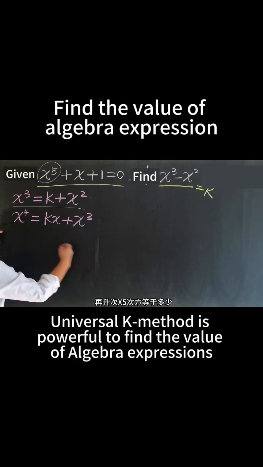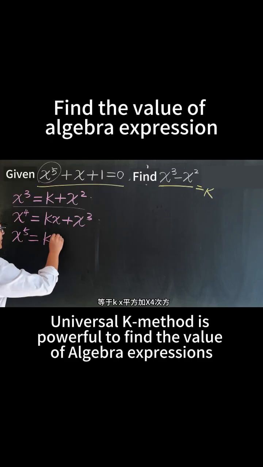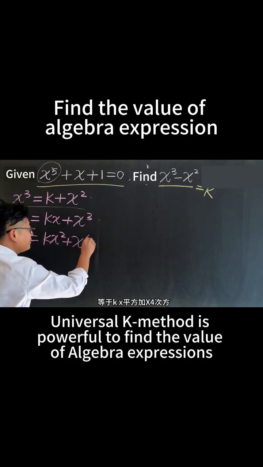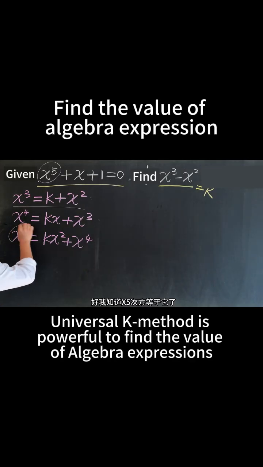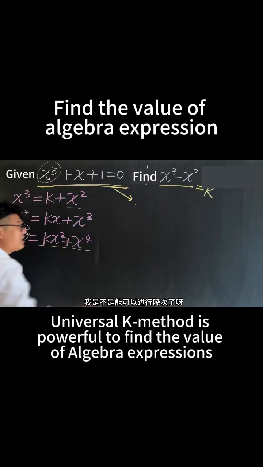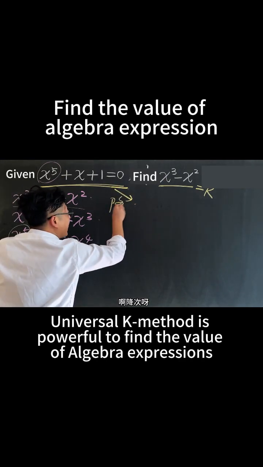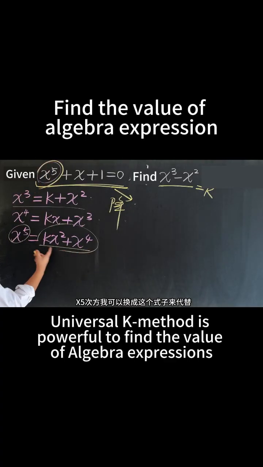If we raise the power again, what does x to the fifth power equal? It equals kx squared plus x to the fourth power, right? I multiply both sides by x. Okay, now I know what x to the fifth power equals. Then can I reduce the degree in the original equation? That means I can replace x to the fifth power with this expression, right?